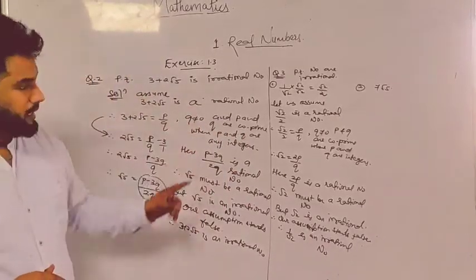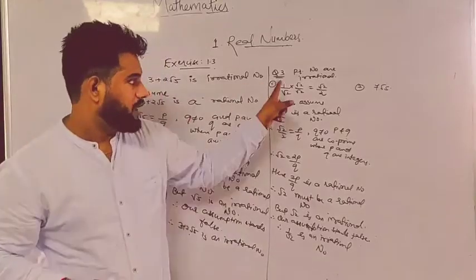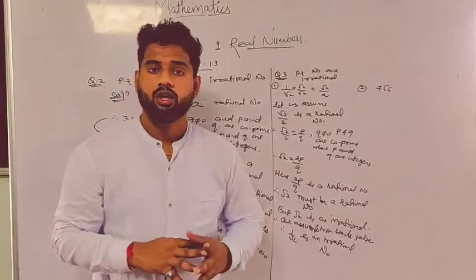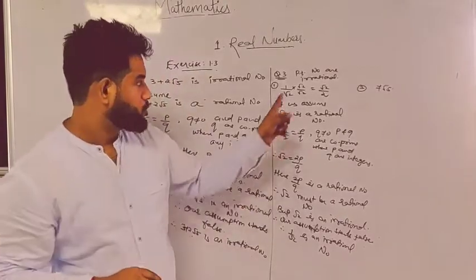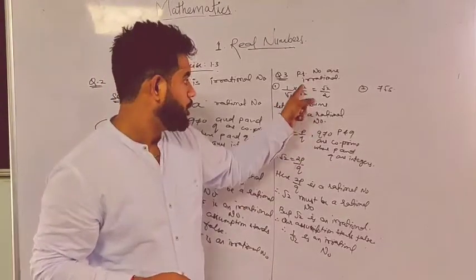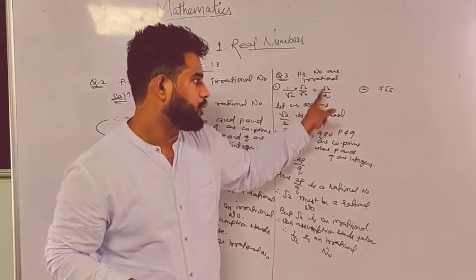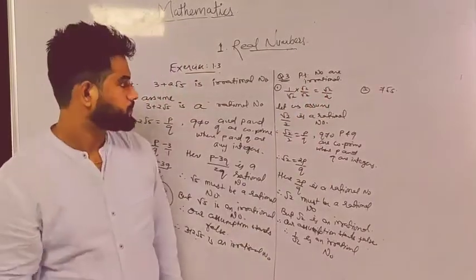Right? Let us move towards the next one. 1 by root 2 is there. So the rule is what? Your root should not be there in the denominator. So do the rationalization. Root 2 and root 2. Root 2 into root 2 is going to be 2. So root 2 upon 2.